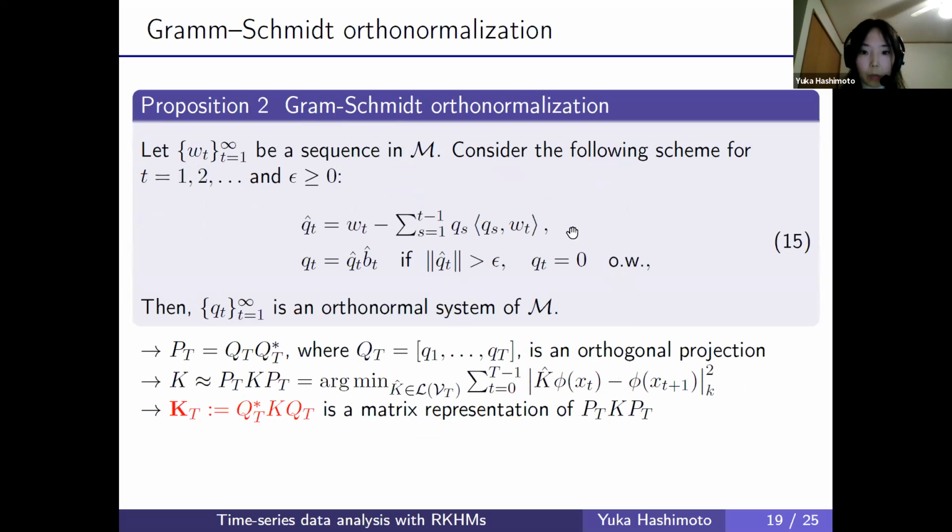Next, we consider orthogonalization. It's the same as the case of Hilbert spaces. We can construct an orthonormal system of this Hilbert C star module, and then construct an orthogonal projection operator by using this orthonormal system. Then we can compute the solution of this minimization program to estimate the Perron-Frobenius operator, like this.